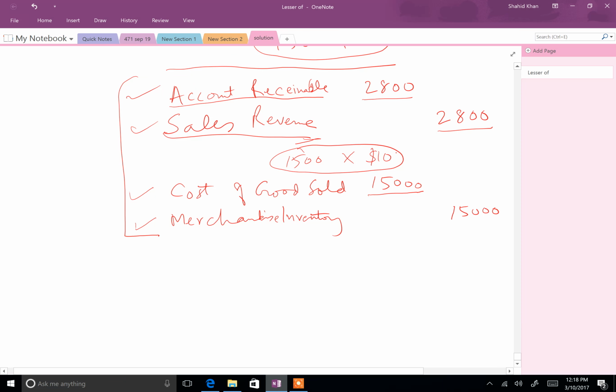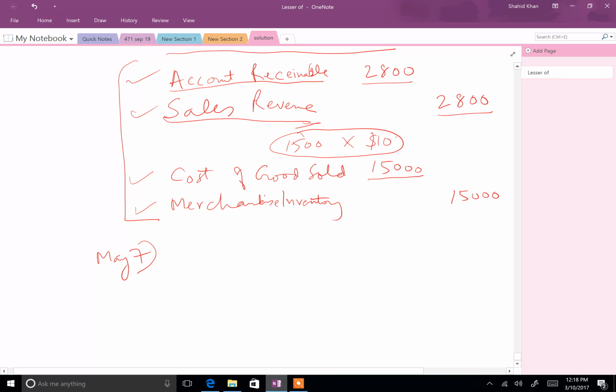And it says on May 7th, now the next entry, right? It says that in part A, on May 7th, Baker returns 200 units because they did not fit the customer needs. Allied Parts restores the units to its inventory. So now 200 units are coming back, and basically now you have to reverse the whole earning process.